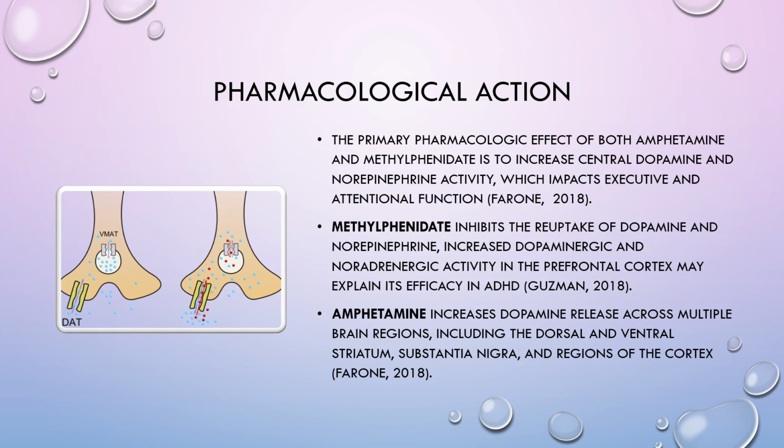So, pharmacological action, so that you can understand this, and this is something even through school I wanted to make sure I understand, okay, what is the difference in methylphenidates and amphetamines? So I think amphetamines are always thought to be stronger, but why? How? Well, the primary pharmacologic effect of both amphetamine and methylphenidate is to increase that central dopamine and norepinephrine activity, which then impacts the executive and attentional function. All right, makes sense, stimulating, okay, going to focus better.